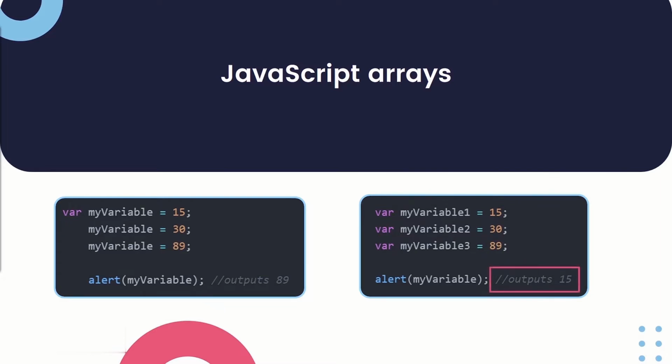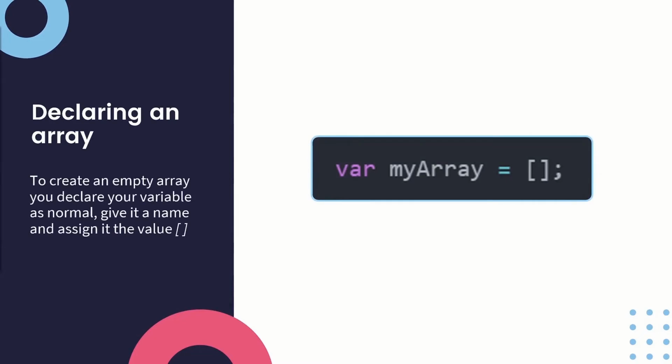The issue with this is that we would have to essentially create a variable for every piece of data that we would like to store. And that can be quite tedious. And this is why we use arrays. Now, how exactly does one declare an array? Well, here's a simple example.